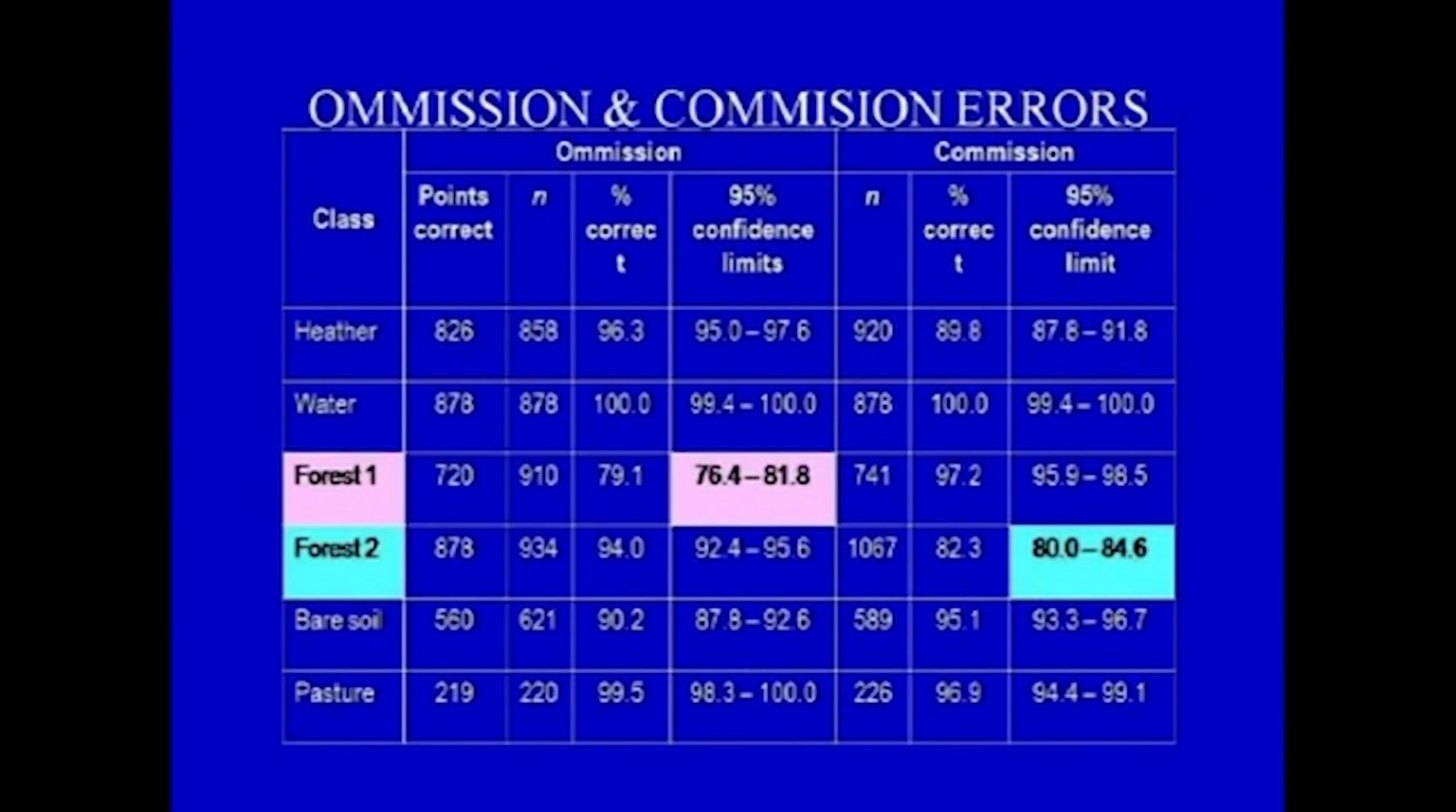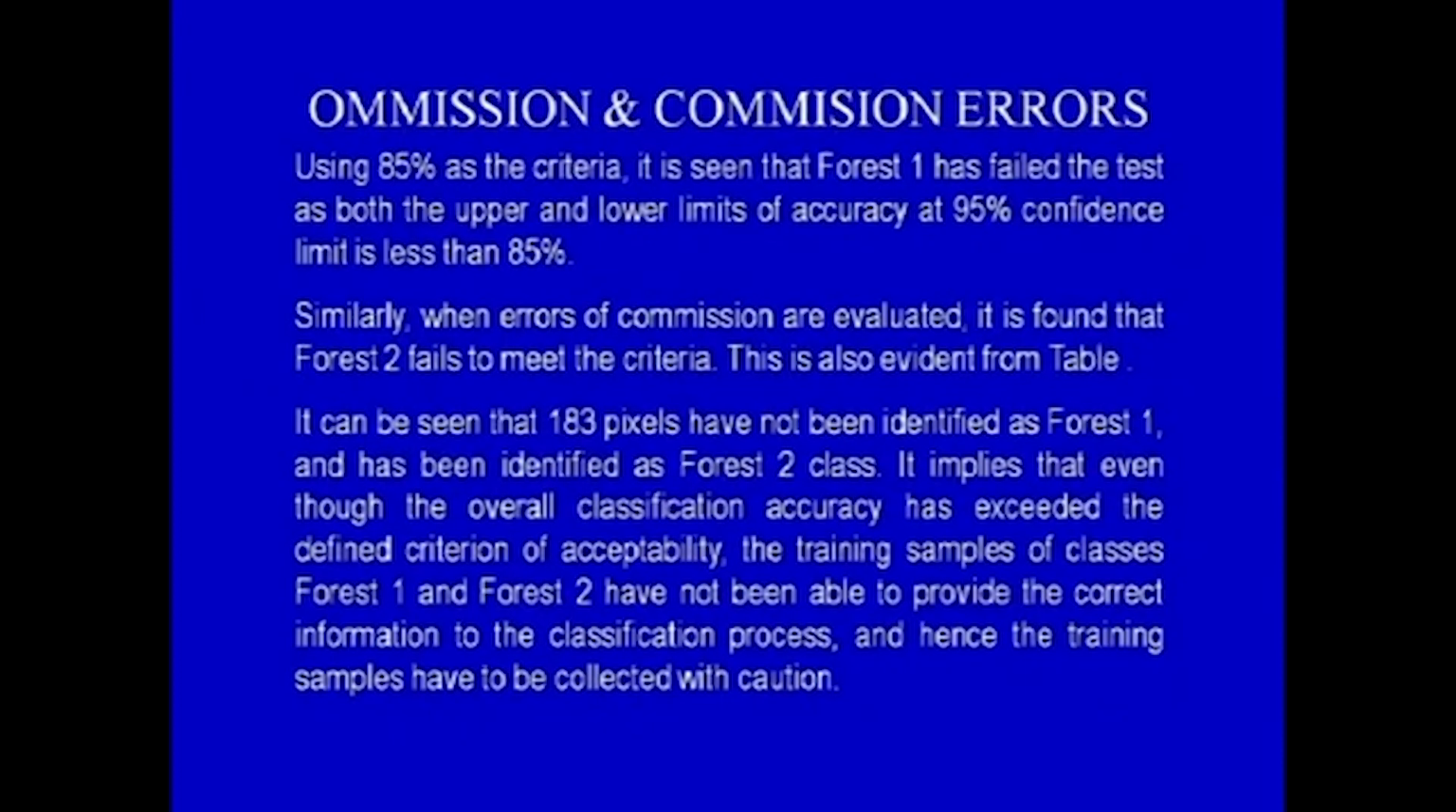On the basis of this, what we can find is that the forest 1 class, as a matter of fact, fails to meet the accuracy test in terms of error of omission, as this value is less than 85% in the upper bound. Similarly, the forest 2 category for percentage errors of commission fails for 95% confidence limit.